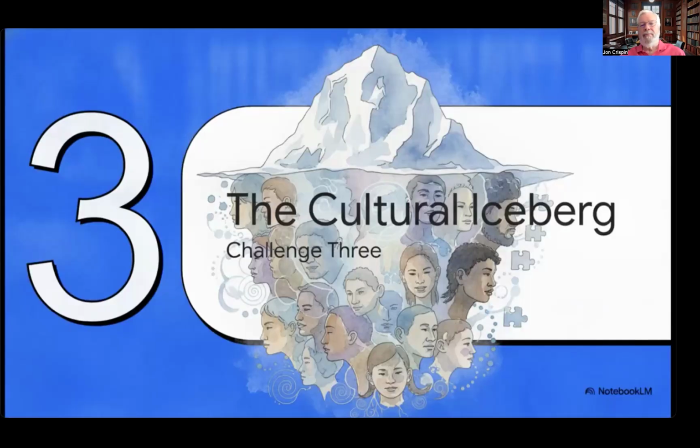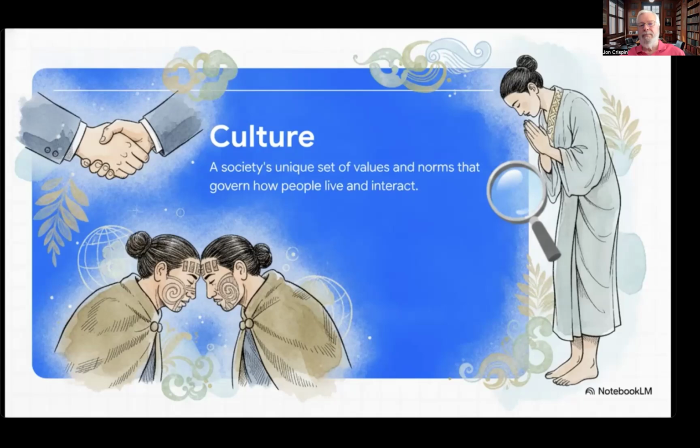All right, let's talk about Challenge 3, the cultural iceberg. Even if you completely master the tech and perfectly navigate the trade policies, you still have to deal with people. Enter cross-cultural business dynamics. We can define culture as a society's unique set of values and norms that govern how people live and interact. In business, something as simple as a clumsy initial greeting can completely derail a mutually beneficial agreement. For example, if you're an Amazon rep meeting a local official, you really need to know whether to shake hands like in the West, bow like they do in Thailand, or perform a traditional Maori hongi by pressing noses together.